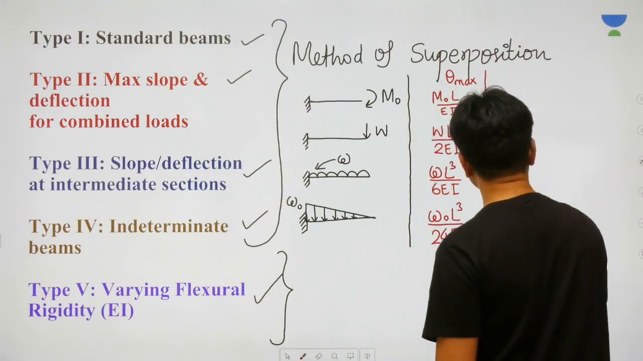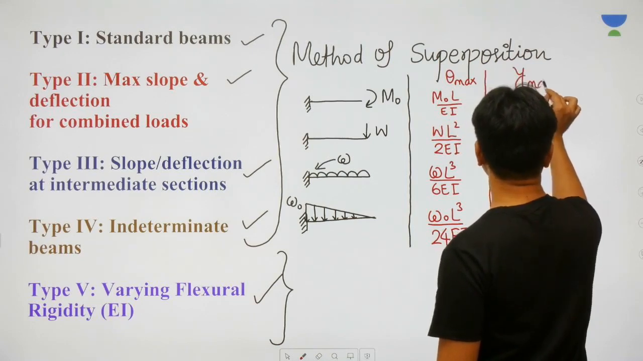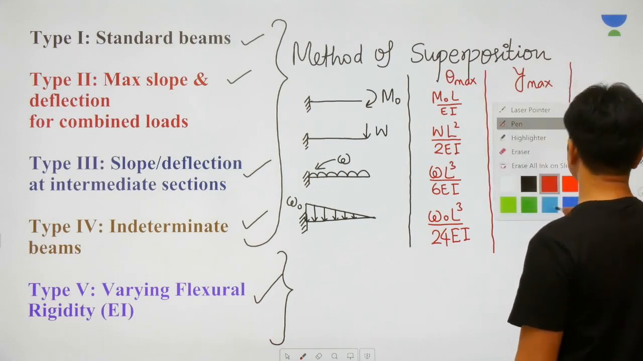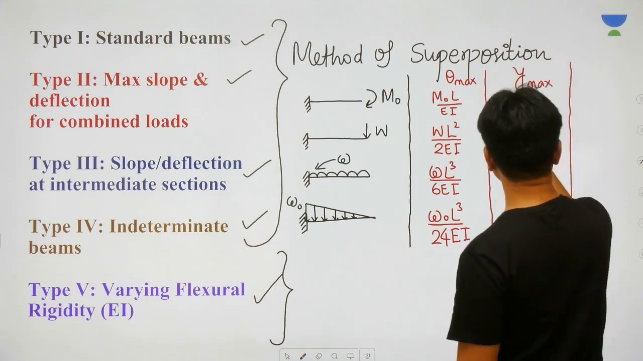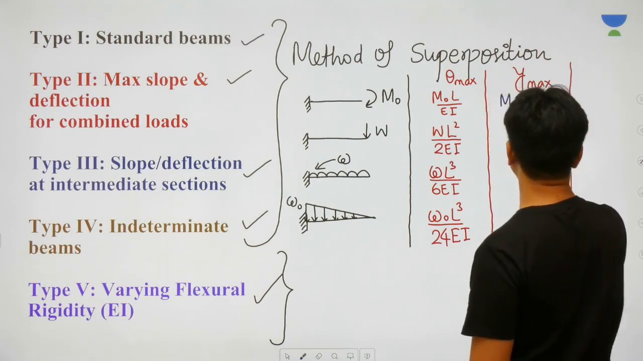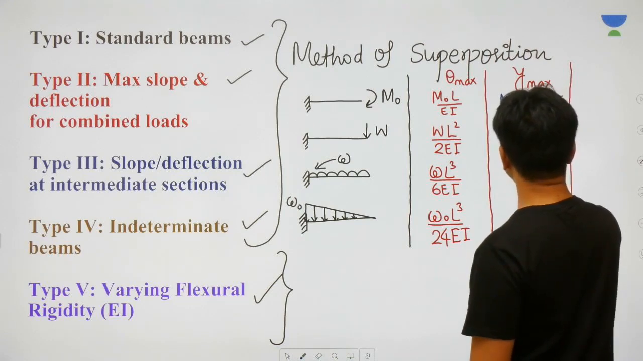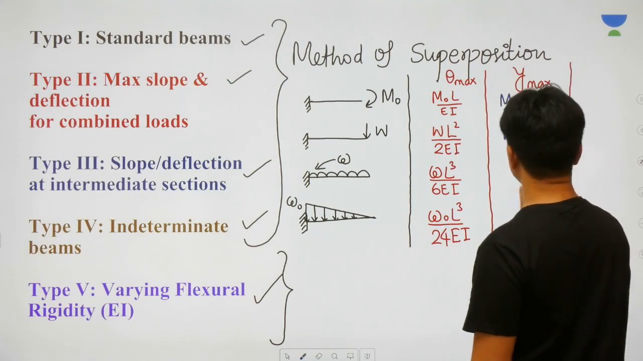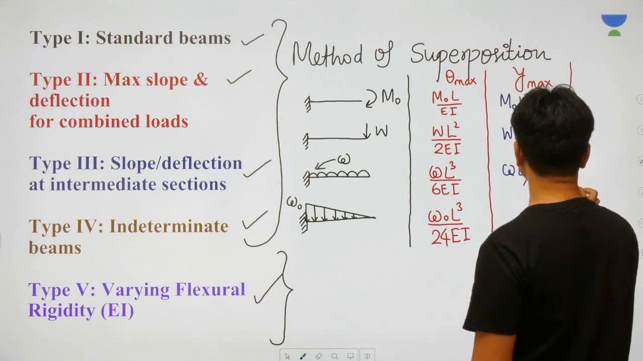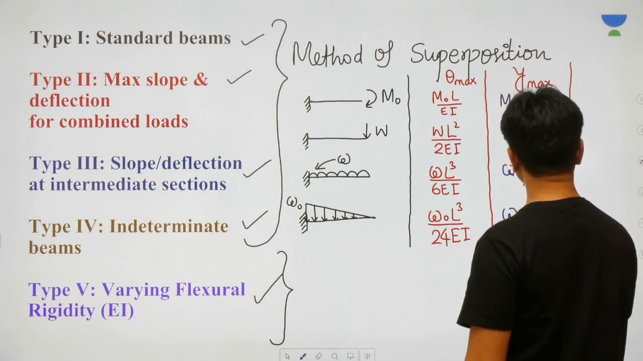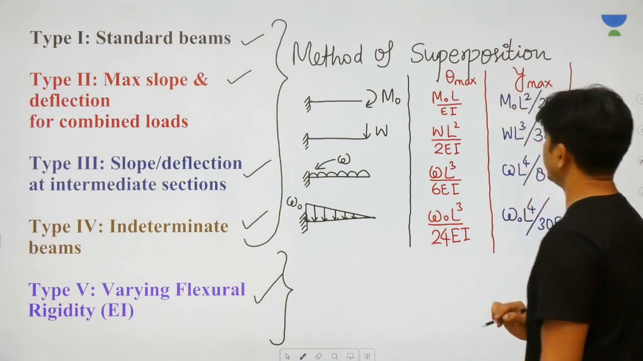And then the second thing that I told you was the y max value. What about the y max value? My dear friends, y max value for the first beam is WL cube by 3 EI... for the second one, y max value is WL cube divided by 3 EI. For the third beam, the y max value is omega L raised to 4 divided by 8 EI. And for the fourth one, the y max value is omega naught L raised to 4 divided by 30 EI.